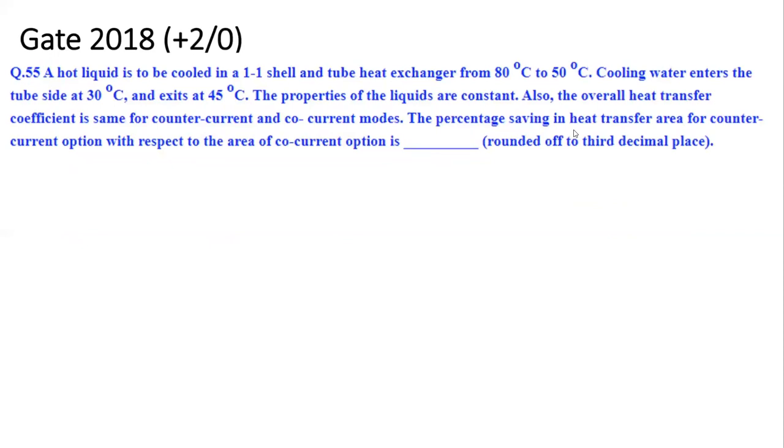So this question is as follows: a hot liquid is cooled in a one shell and tube heat exchanger, meaning that there is one shell pass and one tube pass, from 80 degrees Celsius to 50 degrees Celsius. Cooling water is entering the tube side at 30 degrees Celsius and it is exiting at 45 degrees Celsius. The properties of liquids are constant. Overall HTC, U overall, is the same for counter current and co-current modes. What will be the percentage saving in heat transfer area for the counter current option with respect to the co-current option?